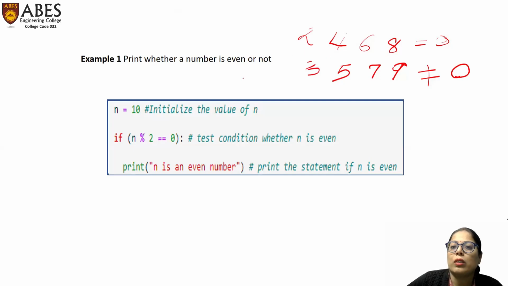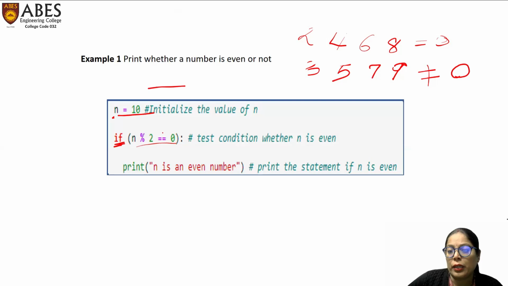Now we will see how we can write the same thing with the help of programs in Python, and that also using the if statement. So at first we have initialized the number as n equals to 10. And now we have used the if keyword. Within parentheses, I am checking the condition that the number modulo 2 equals 0. What does modulo do? Modulo gives you the remainder when it is divided by any number.